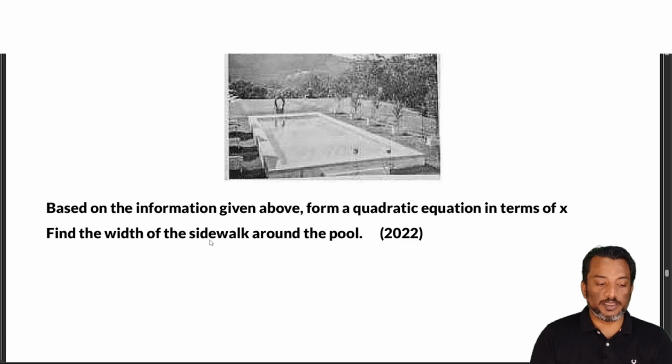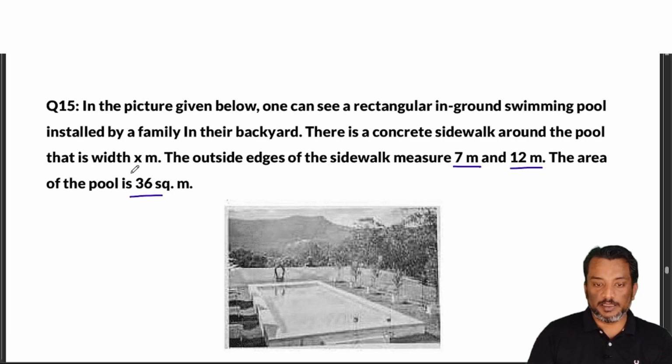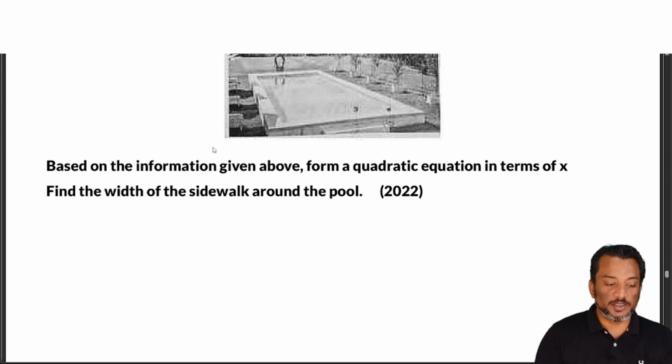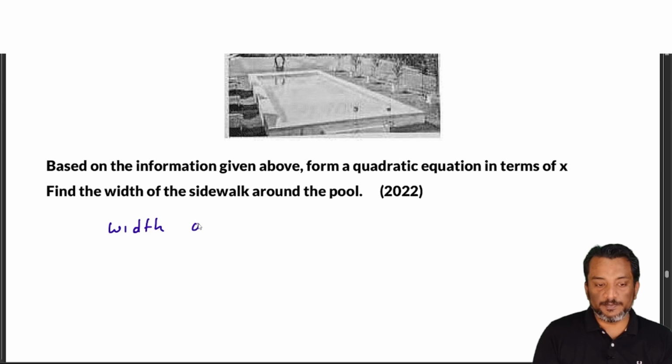Here you can see they have given the outer edge of the sidewalk, that is 7 meter and 12 meter. So here it is very simple. First, because it is asking for the width, we will take the width of the sidewalk as a variable. We will take the sidewalk width is equal to x.